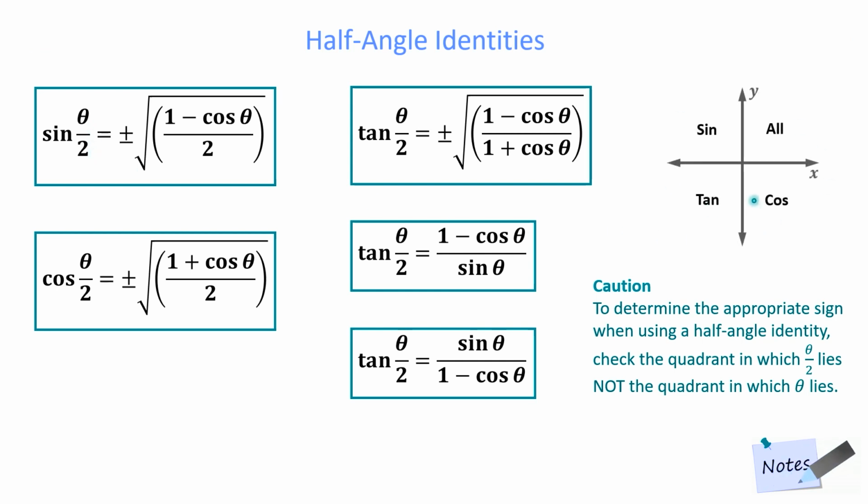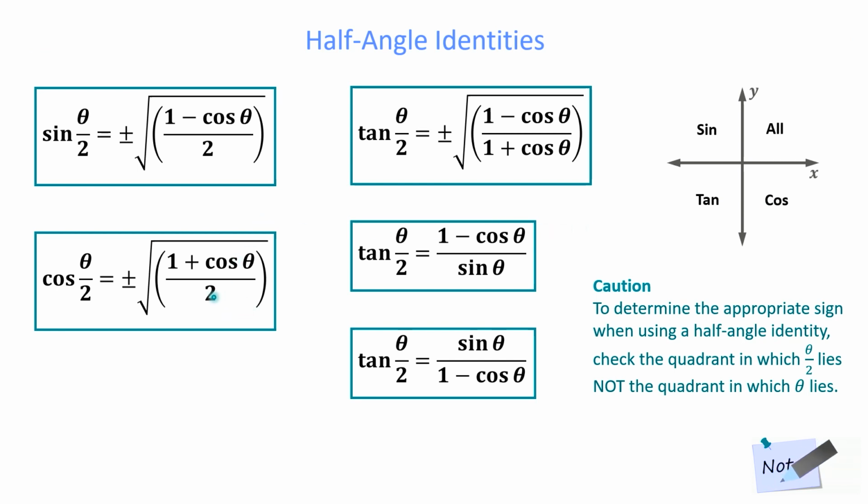So here we have the quadrants: the first, the second, the third, and the fourth. Now if you look at the first quadrant, all the trigonometric functions are positive. In the second quadrant, only the sine and its reciprocal cosecant are positive, and everything else is negative. In the third quadrant, only the tangent and its reciprocal are positive. And in the fourth quadrant, only the cosine function and its reciprocal are positive. So let's look at an example.